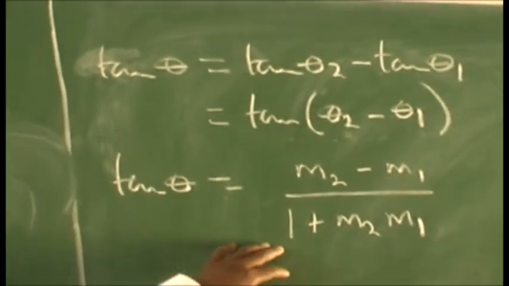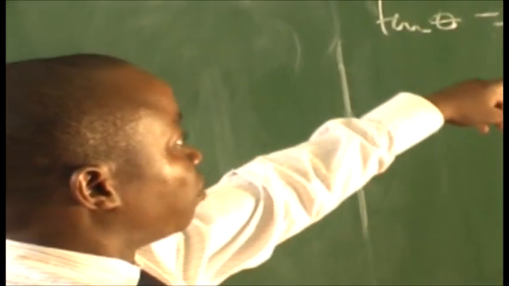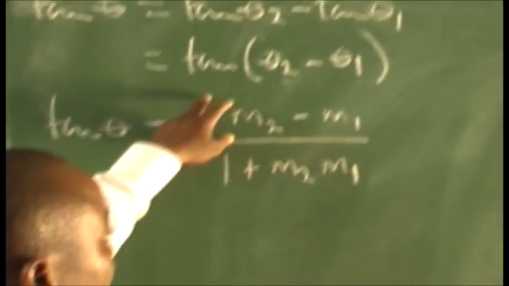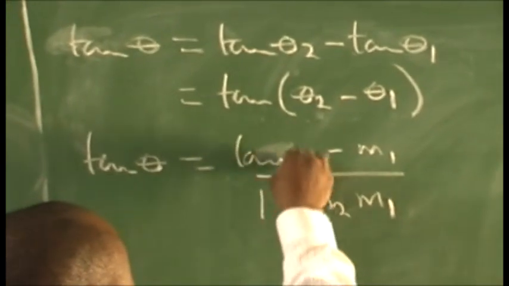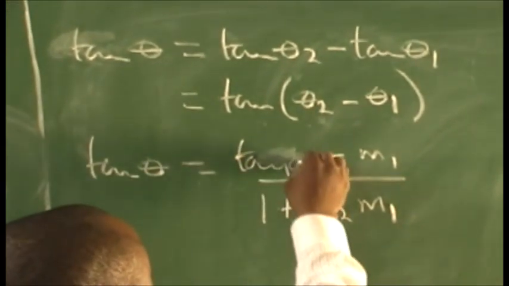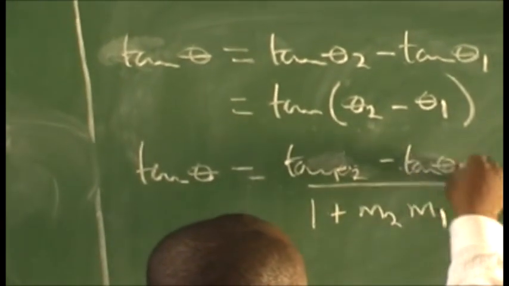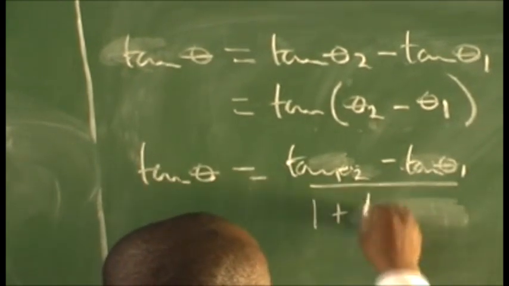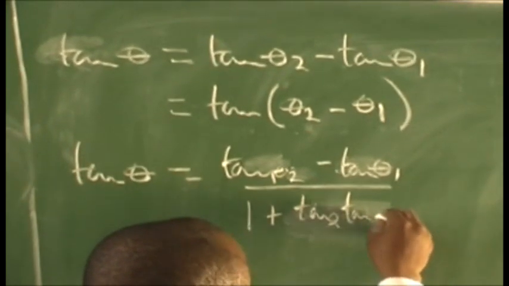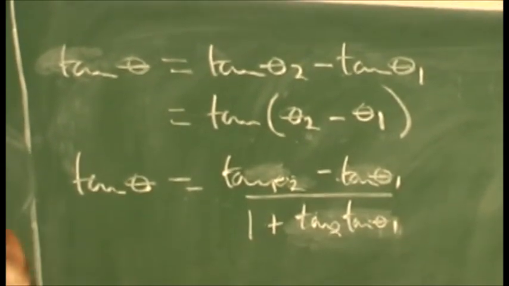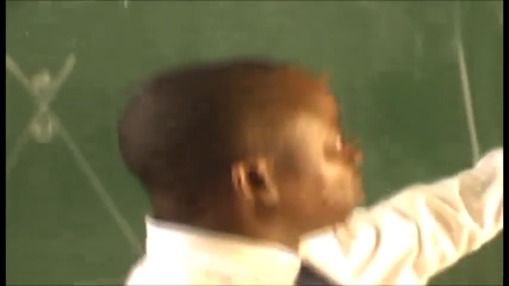So how do we know this? Formally, what we have from here is that tan of (theta 2 minus theta 1) is the same as tan theta 2 minus tan theta 1, all over 1 plus tan theta 2 tan theta 1. Let me start here first so that you understand. Why do we have it this way? Although it's a long story, we are going to touch it a little so you understand.